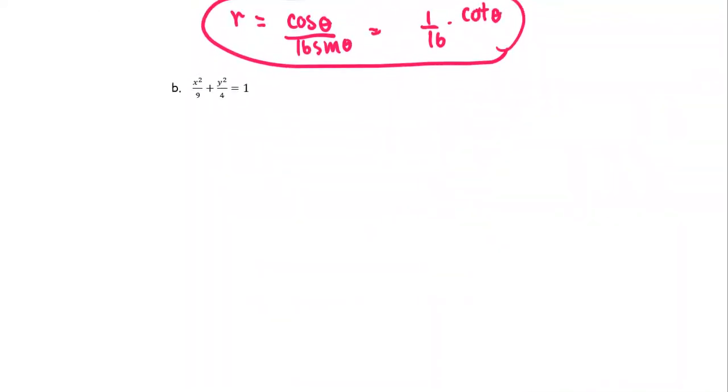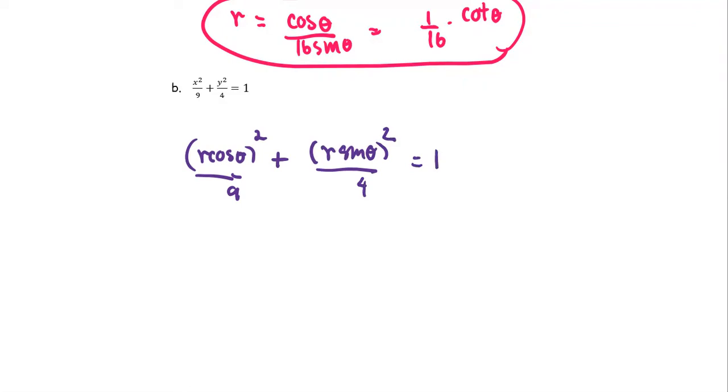For part B, we have x squared over 9 plus y squared over 4 equals 1. This is the equation of the ellipse with the center at (0, 0). From x equals r times cosine theta, we're going to replace it for the first term of the numerator. So (r times cosine theta) squared divided by 9, plus for the y, replace with (r times sine theta) squared divided by 4 equals 1.